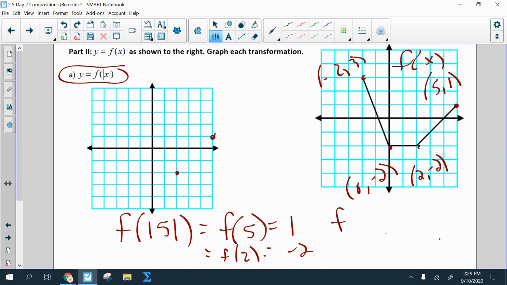Same thing with the 0. So f of the absolute value of 0 is the same as f of 0, which equals negative 2. Okay, so these 3 points did not move at all.